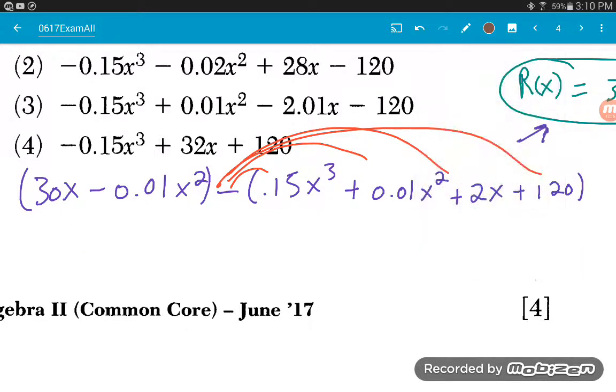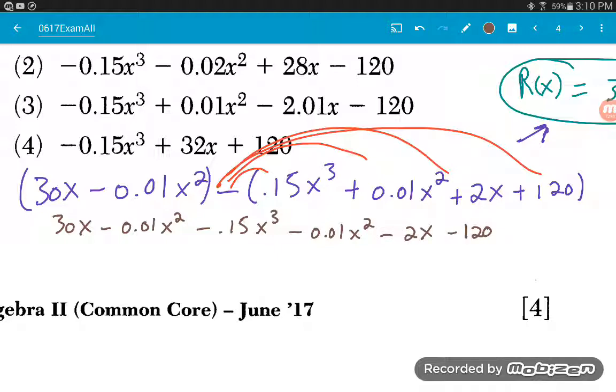So I'm going to get 30x. There's a lot of writing for such a simple question, but it is what it is. It's a 3-hour test, plenty of time. Minus 0.01x squared minus 0.15x cubed minus 0.01x squared minus 2x minus 120.